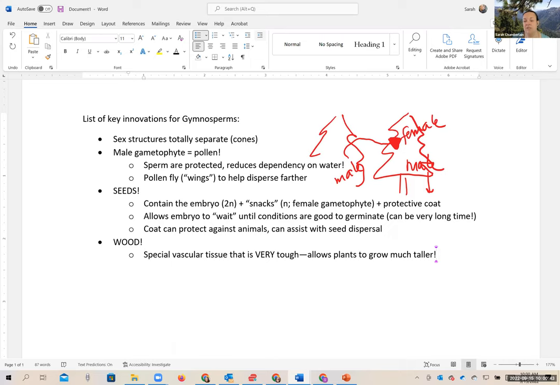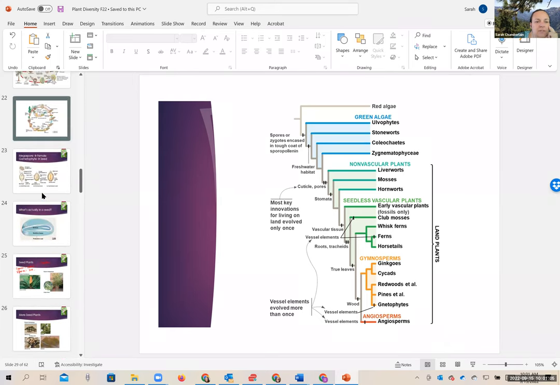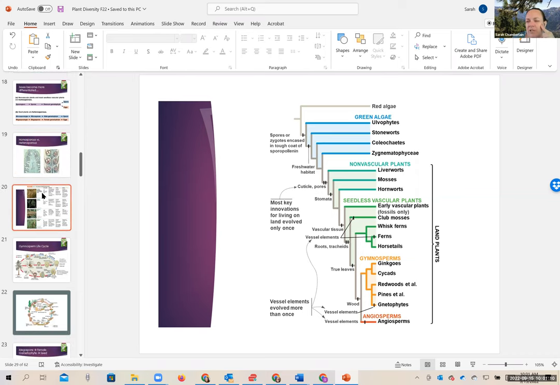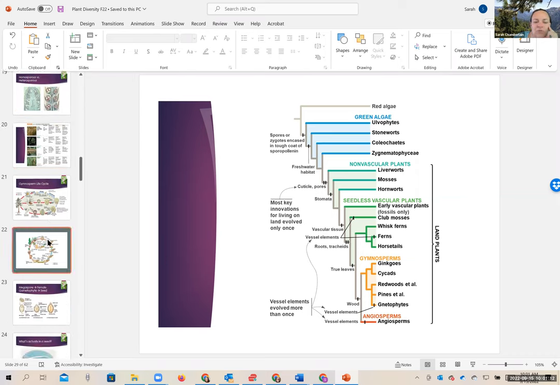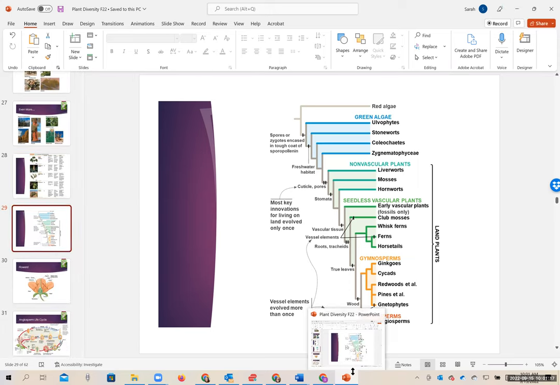So it's vascular tissue that is even, so we were talking with the ferns about how the vascular tissue allows them to be a little bit taller, right? But when we start talking about proper wood, then we're talking about lots taller. All right, is there anything else that we're forgetting here? I don't think so. I think that hits all of our main points. What kind of life cycle are we dealing with again when we talk about gymnosperms? Sporophyte dominant, alternation of generations.